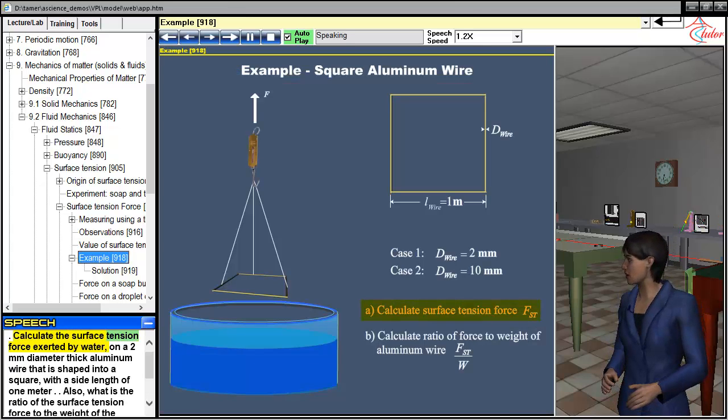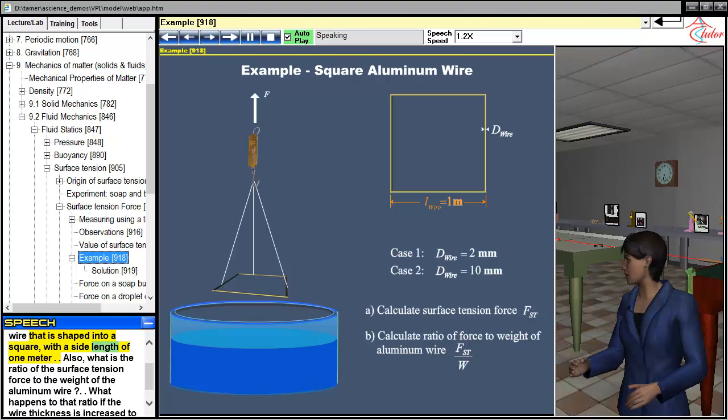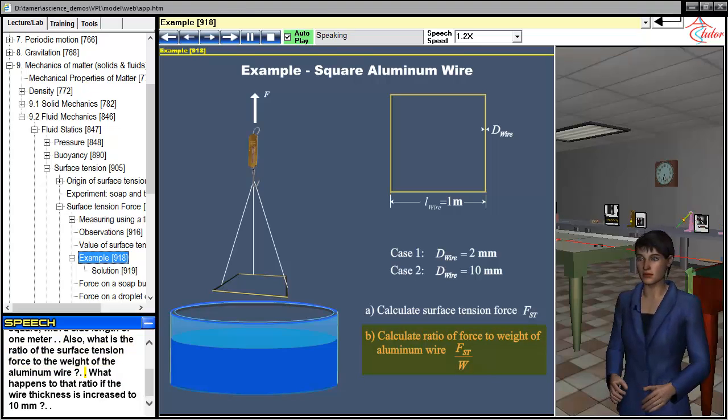Calculate the surface tension force exerted by water on a 2 mm diameter thick aluminum wire that is shaped into a square, with a side length of 1 meter. Also, what is the ratio of the surface tension force to the weight of the aluminum wire? What happens to that ratio if the wire thickness is increased to 10 mm?